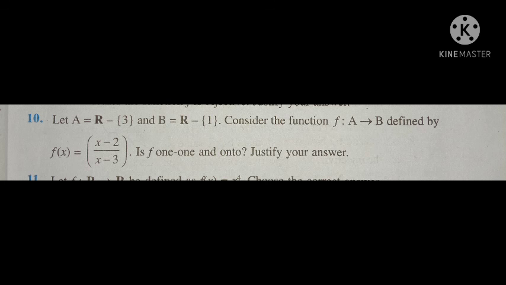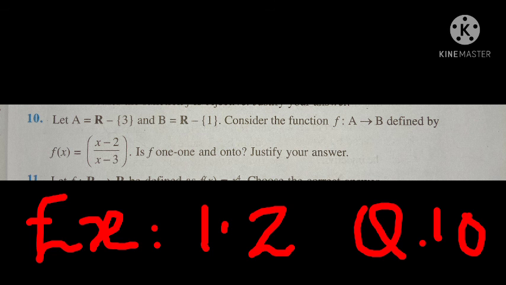Now listen to the next question. Exercise 1.2, question number 10. Let A = R − {3} and B = R − {1}. Consider the function f from A to B defined by f(x) = (x − 2)/(x − 3). The question is: is f one-one and onto? Justify your answer. Okay, let's see how to check whether the function is one-one and onto.